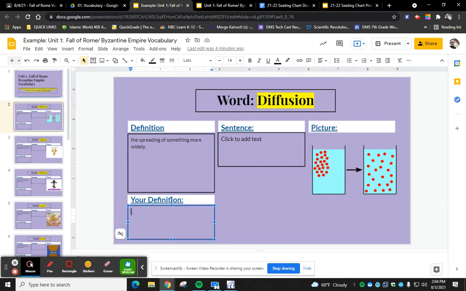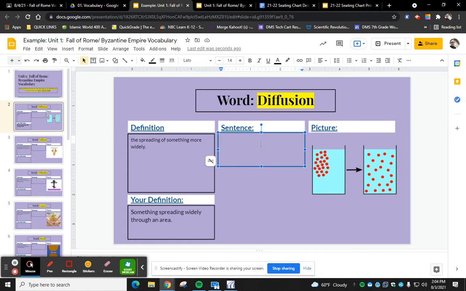So my definition is going to be pretty similar. All right, so my definition is going to be something spreading widely through an area. That's going to be my definition there. It doesn't have to be the exact same as mine, but it should probably be pretty similar to the definition in the actual definition box. Now for a sentence, I'm going to use the word properly. So if you don't know if the word is a noun or a verb or something else, you can Google it to figure out what it means.